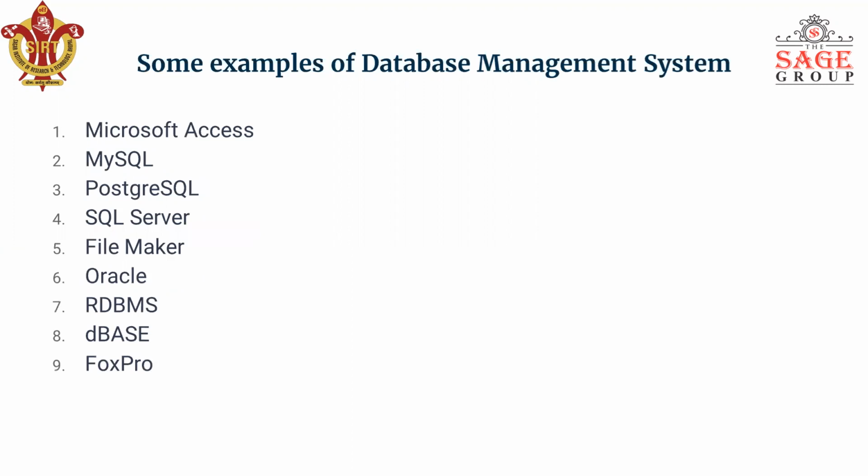Here is a list of some database management system software that is available right now for storing the data in our database. For example, Microsoft Access, MS SQL, or we can say MySQL, PostgreSQL, SQL Server, Oracle RDBMS, and FoxPro. These are a few examples of database management system software. We can take any database management system software. Some are freeware, some are licensed. So we can use all these database management system software for storing the database.